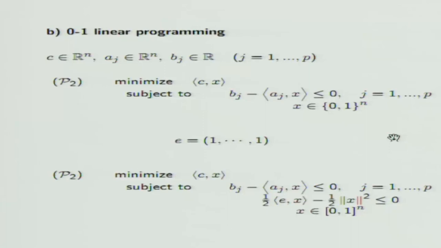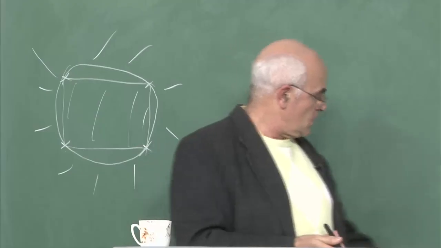You can also prove this algebraically in a very, very easy way. The second constraint is true if and only if x is in {0,1}^n. Yes, that is clear. This, together with the fact that the variables are between 0 and 1.